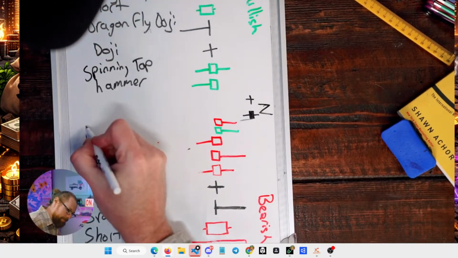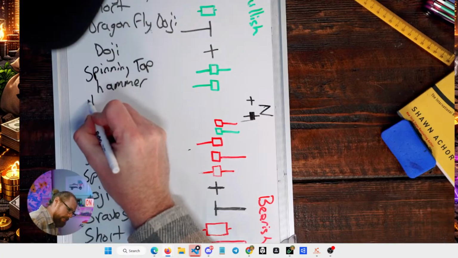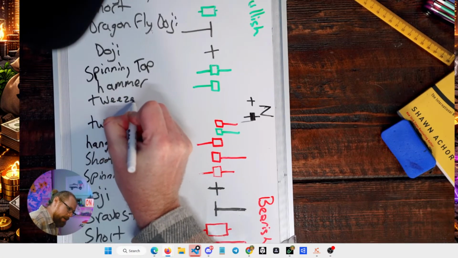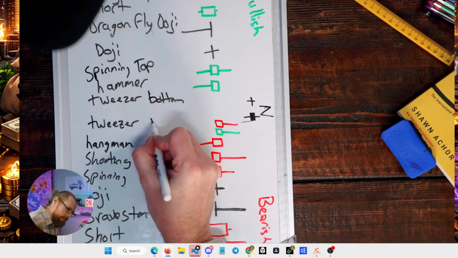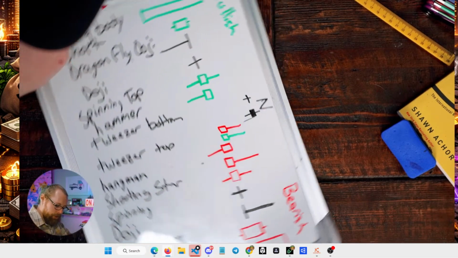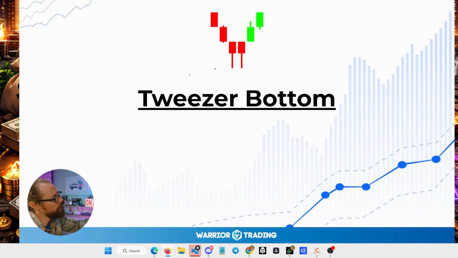So tweezer top. Now what we're going to have to do is create the same on the other side, which is a tweezer bottom, right? So tweezer bottom, and this one was the top. So naturally the tweezer bottom is going to occur at the bottom of a sell-off. So we've got the stock or whatever it is selling off. You've got the two hammers back to back. That's a bottom. You wouldn't prefer to see the second hammer. You would have preferred that the price just rally right away.